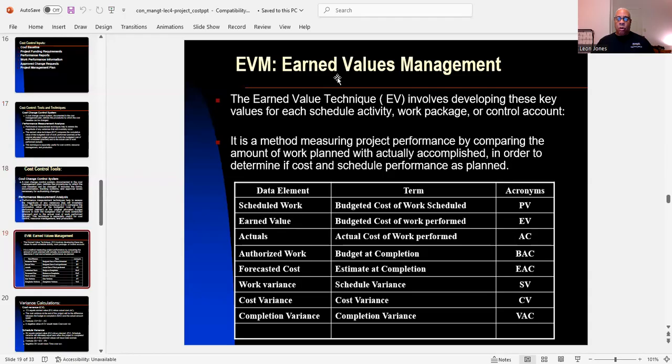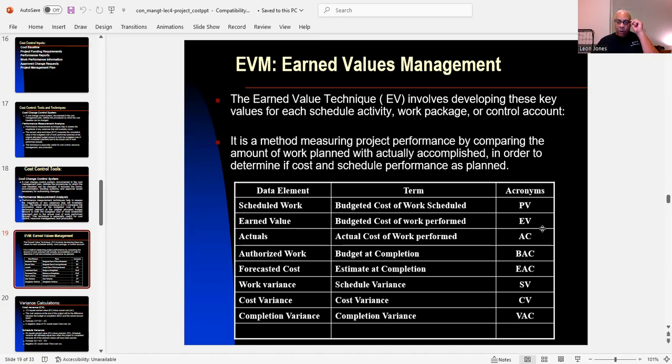Then we get into our earned value measurement. That involves developing these key values for each scheduled activity, work package, or control account. It is a method of measuring project performance by comparing the amount of work planned with what is actually accomplished, in order to determine if the cost and schedule performance is as planned.